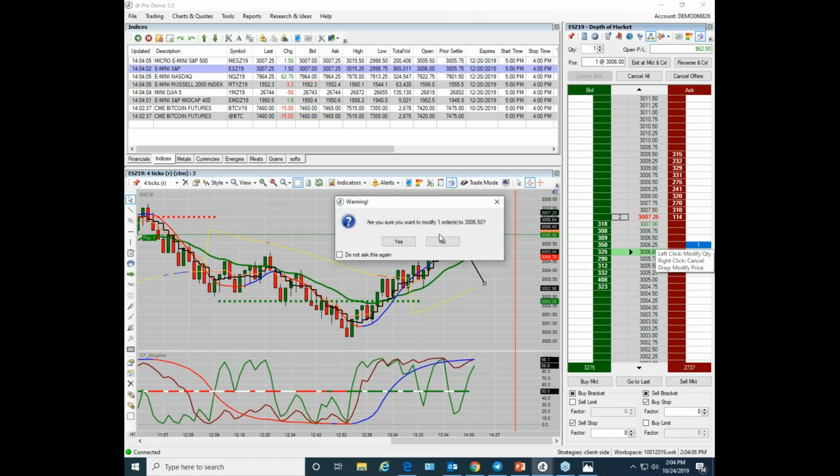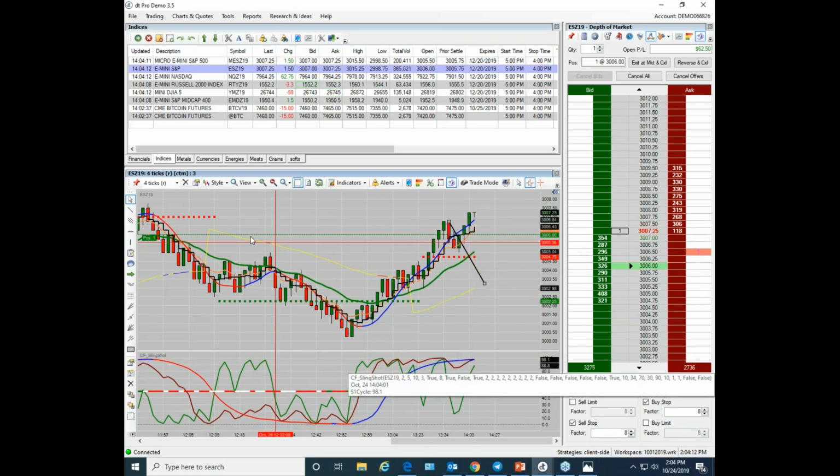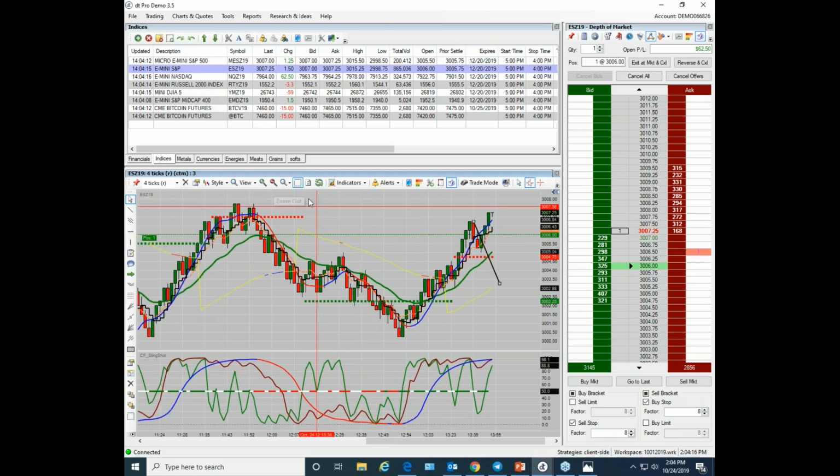Move it up one more just because that's what we want to do. See, the green line's getting into the blue as we approach this level here, so that might be good timing on it.